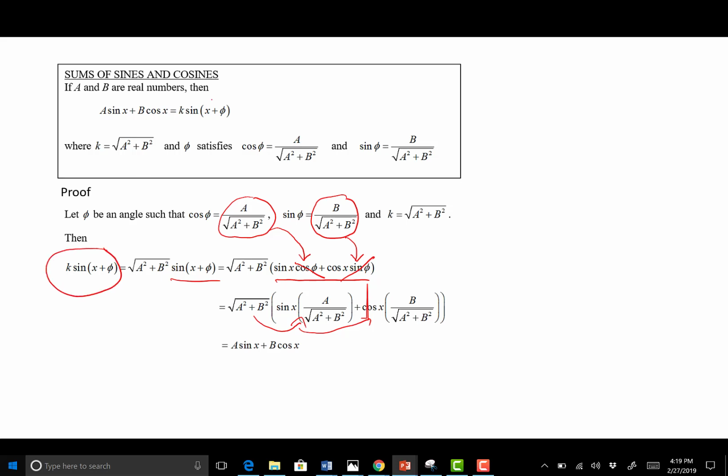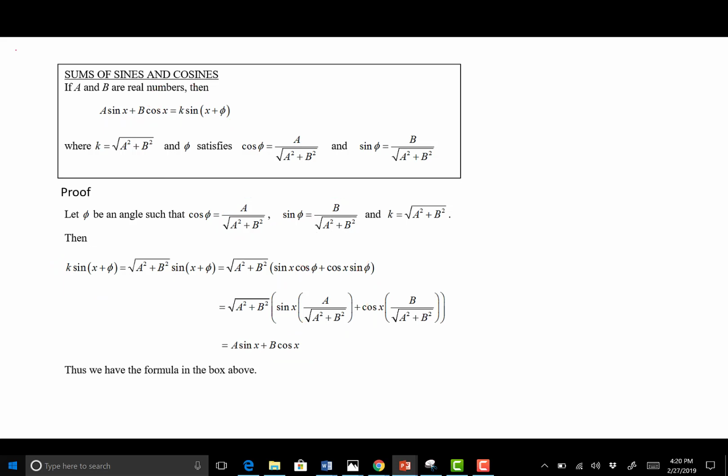Notice I took the right-hand side and I turned it into the left-hand side. And that's proving it. So we have the formula in the box above. And I took all the notation off so we can look at it nice and clean. This is our proof. Okay, so let's do an example now.